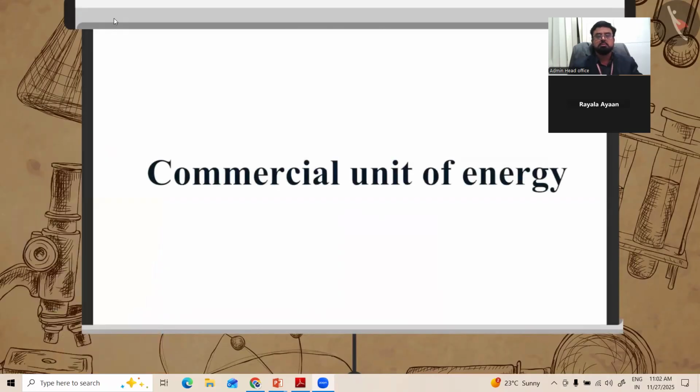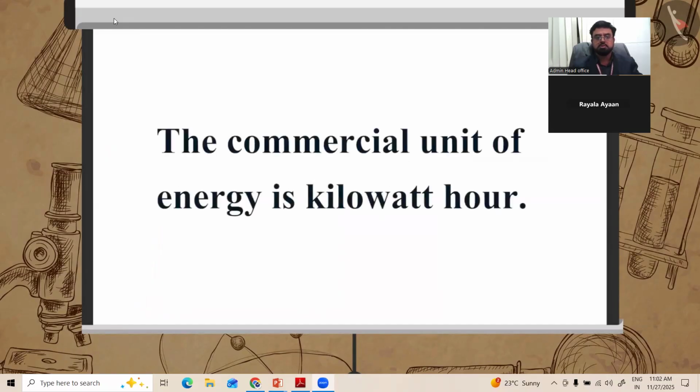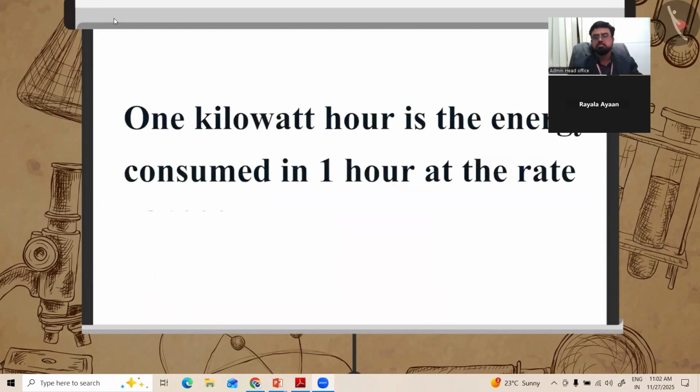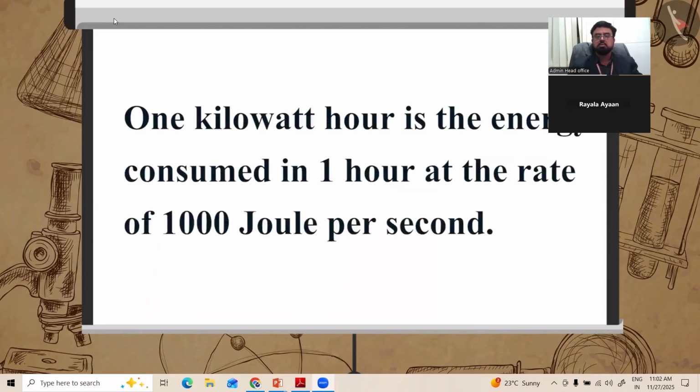Now, let us learn about the commercial unit of energy. As joule is not enough to measure the larger quantities of energy, the commercial unit of energy is kilowatt hour. So you can make it: kilowatt hour is the energy consumed in 1 hour at the rate of 1000 joule per second.